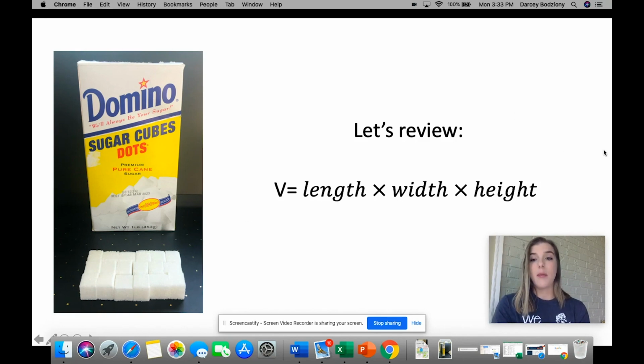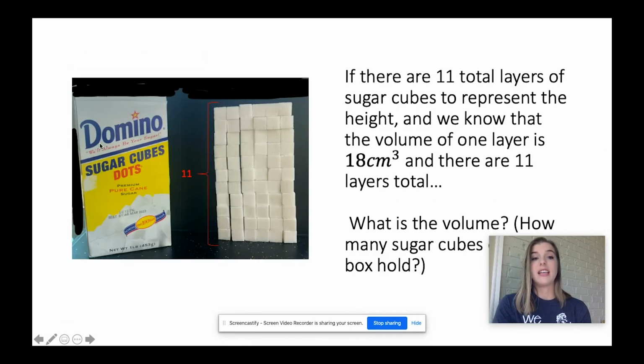Now let's say I wanted to determine what the entire volume of this full Domino's sugar cube box was. I would have to count the number of total layers, or the height of this box, which is 11 sugar cubes. Then I take the information that I previously discovered, 18 cubic centimeters, and I factor in that 11 cubes that would represent the new height. So I would now be doing 3 times 6 times 11. Do you know what the volume of this box would be?